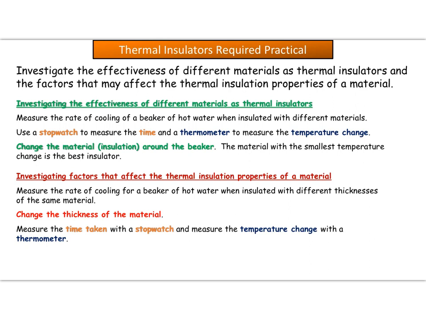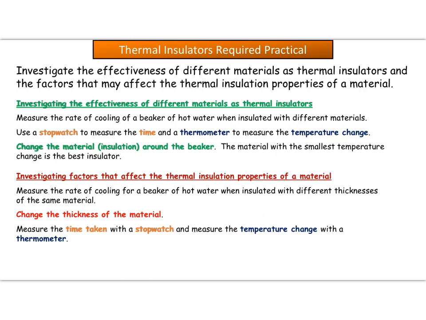The second practical is investigating factors that affect the thermal insulation properties of a material. In this case, what you're going to look at is a way of changing a material to try and see if it will be a better insulator or not. So here you're going to measure the rate of cooling for a beaker of hot water when insulated with different thicknesses of the same material. So what you're changing this time is the thickness of the material. You're going to measure the time taken with a stopwatch again, and measure the temperature change with a thermometer.